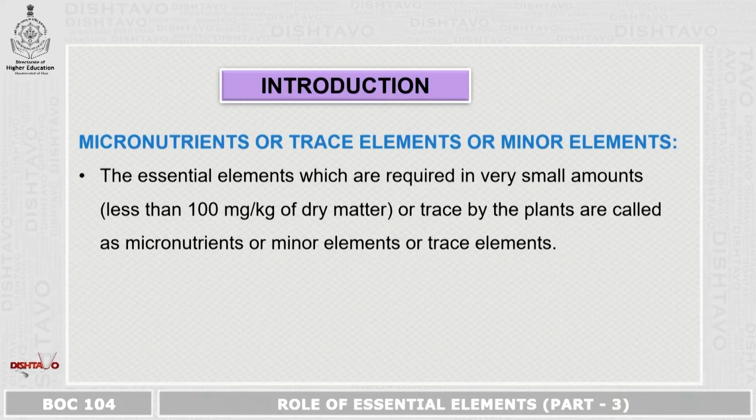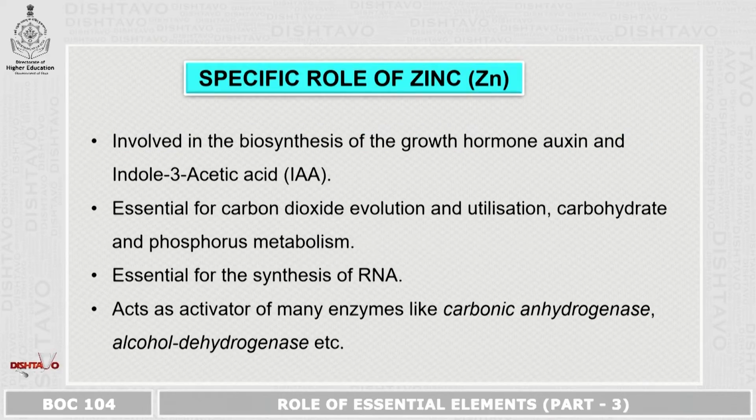Coming to the introduction, as we know what essential elements are, let us now know what micronutrients, trace elements or minor elements are. The essential elements which are required by the plant in lesser quantity or in very small amounts, that is less than 100 milligrams per kg of dry matter, or in traces. So now we will be learning about the micro elements which are needed by the plant for its growth.